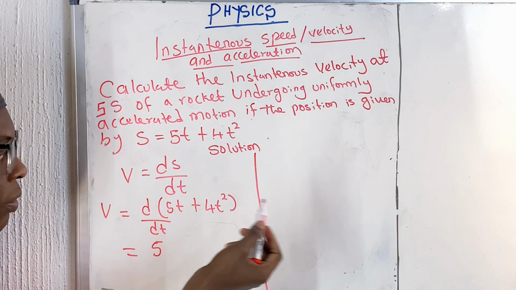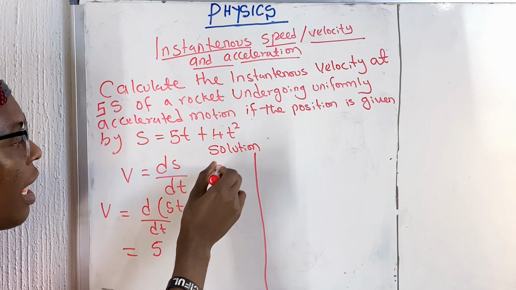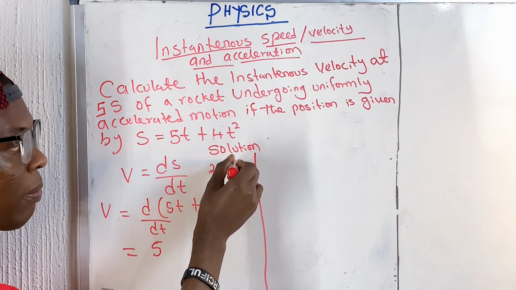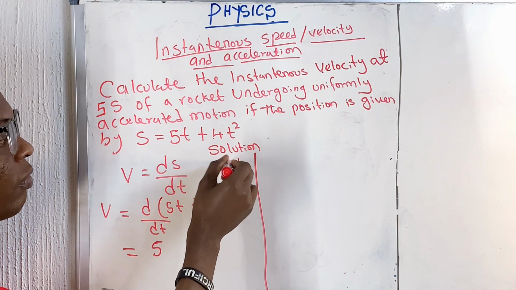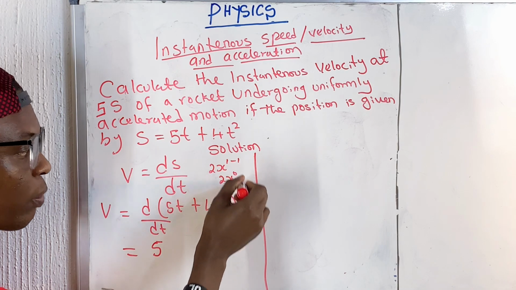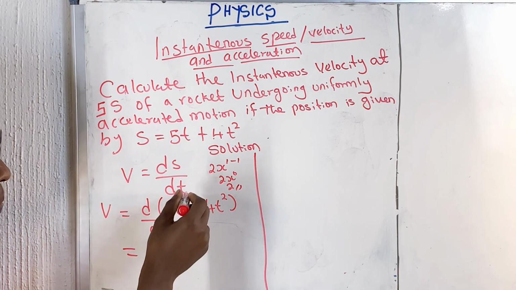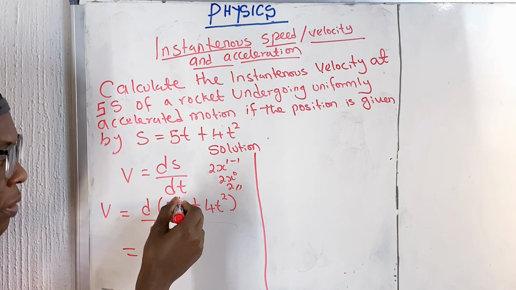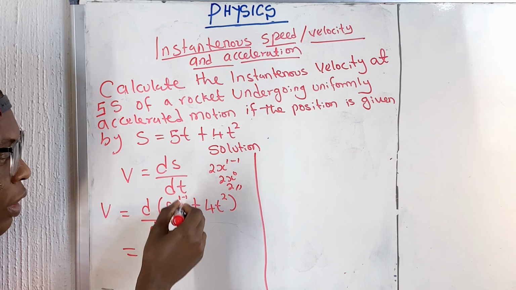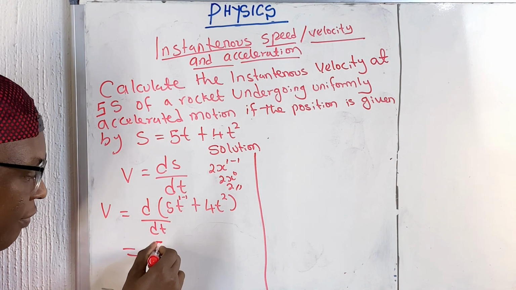Because from the rules of differentiation, we know that when you have something like 2x, you simply put 1, because this is raised to power 1, you take away 1. So this becomes 2x raised to power 0. Anything raised to power 0 is 1. So this becomes 2 times 1, which is 2. The same thing happens here. This t is raised to the power of 1. When you subtract 1 from this, it becomes 0. So t raised to power 0 is 1. 5 times 1 is 5.